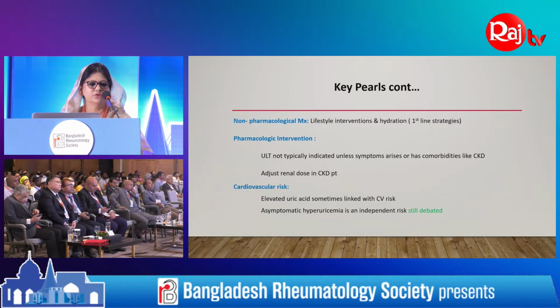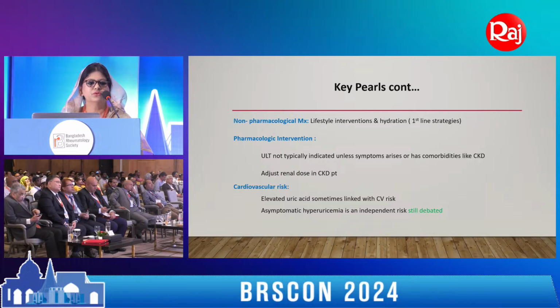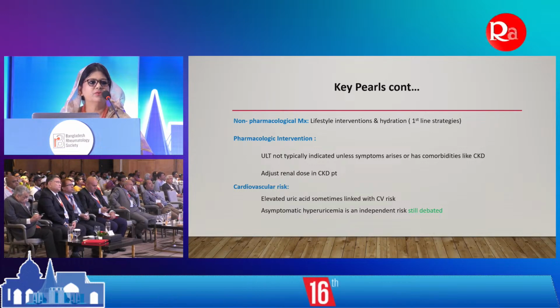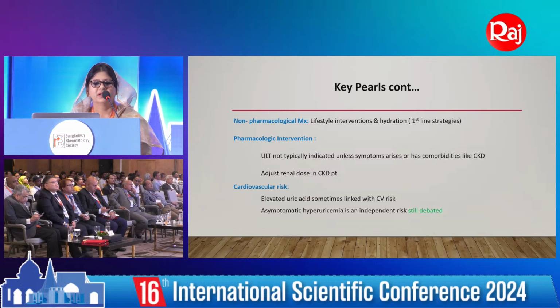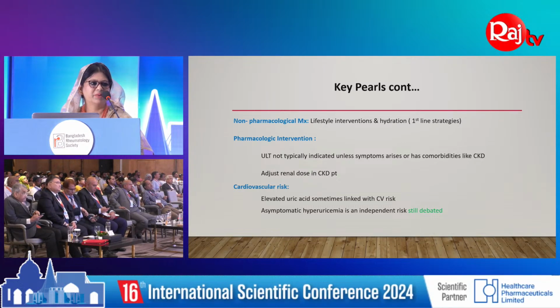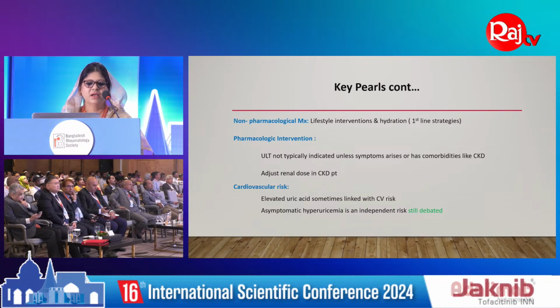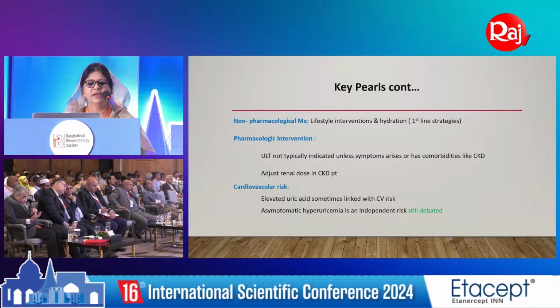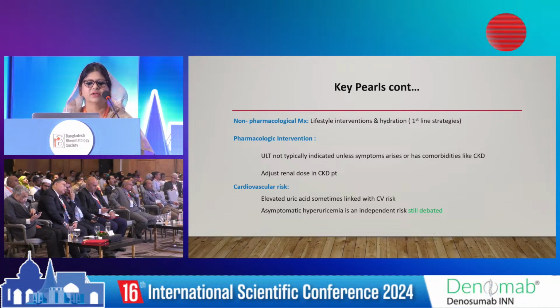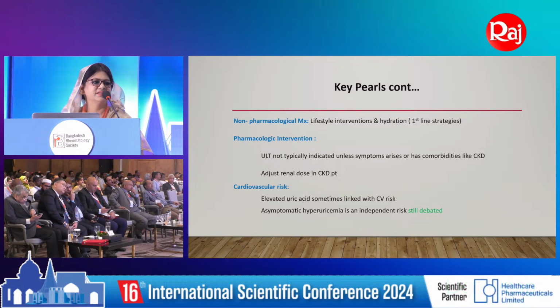So what do we have to do? We have to watch and wait to see if there are any symptoms or not. We should not treat the patient at the first time with asymptomatic hyperuricemia. Asymptomatic hyperuricemia may increase the cardiovascular risk, but still it is debated.